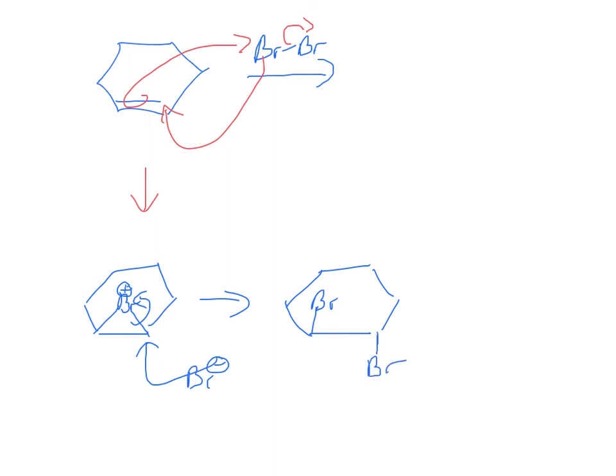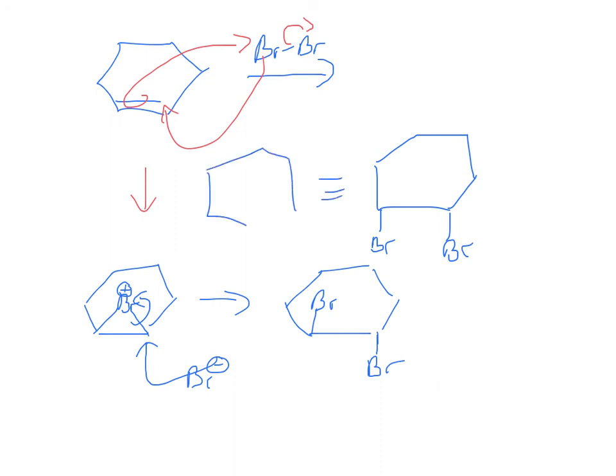So we've created a trans product, and this is not meso. This is not a meso compound. A meso isomer of this, though, would be, right, if we had both bromines going down, which would also look like this.